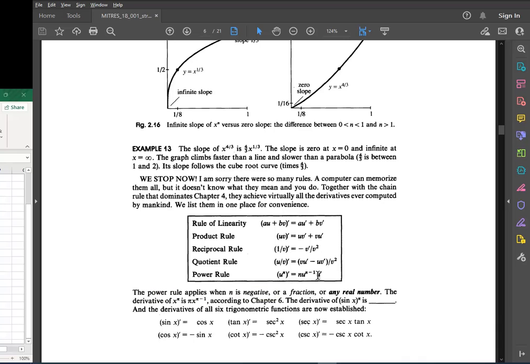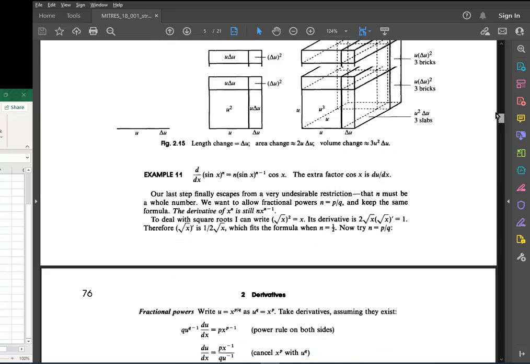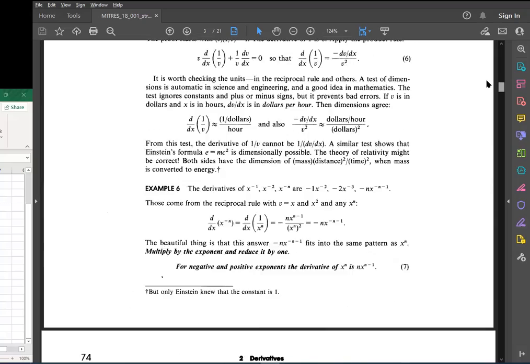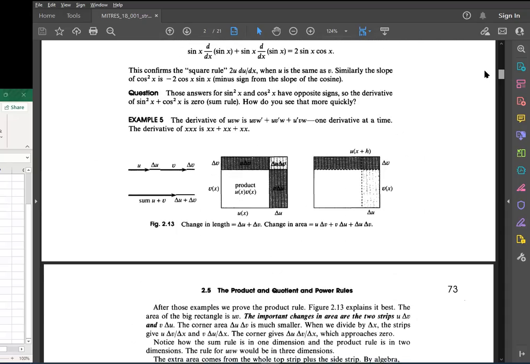And power rule is kind of an extension of the product rule. If you applied the product rule several times, you would get this rule. Now let's go back and look at his discussion. I think especially his discussion of product rule is very interesting because it shows where it comes from. This is a good picture to see.